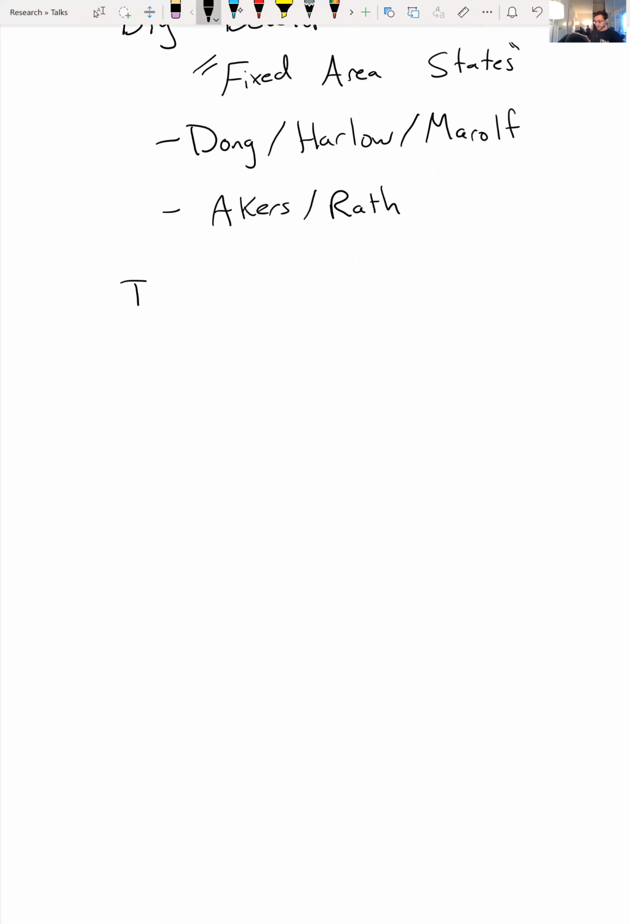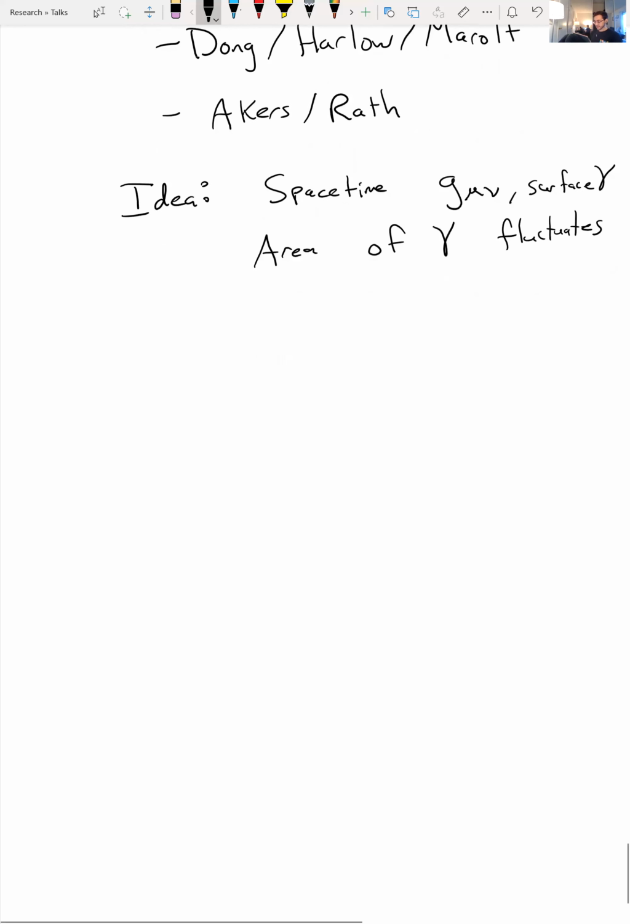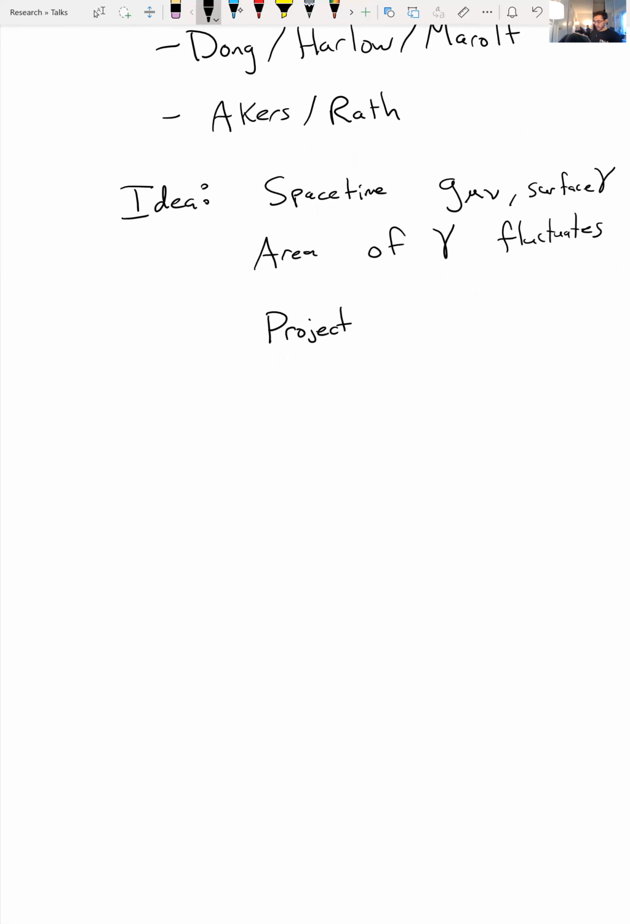So the basic idea of a fixed area state is that suppose I have some spacetime g_μν, which is secretly a quantum state under the hood, and I have a surface γ. Now, the area of a surface γ fluctuates. It fluctuates due to quantum corrections. On the most basic level, you can see this due to graviton fluctuations that cause some fluctuation in the area of the surface. So if I take this state and I project onto eigenvalues of the area operator, the operator whose expectation value gives the area of that surface, I get something called a fixed area state.